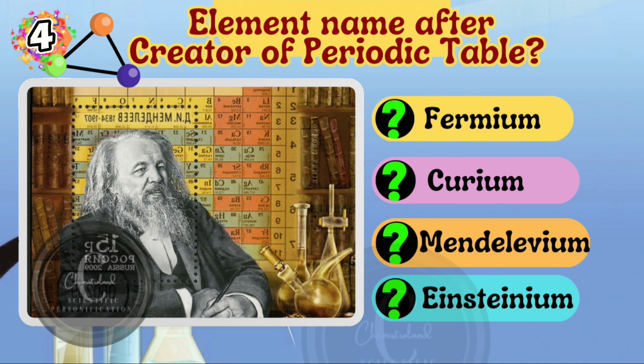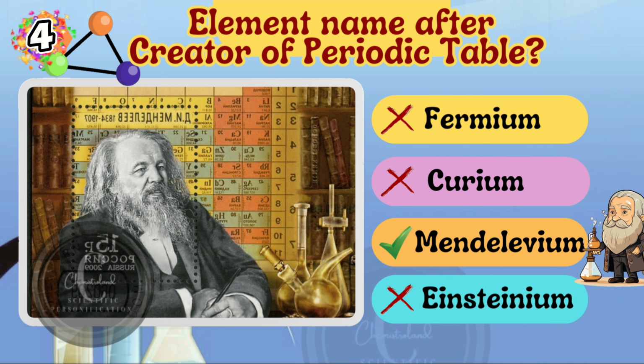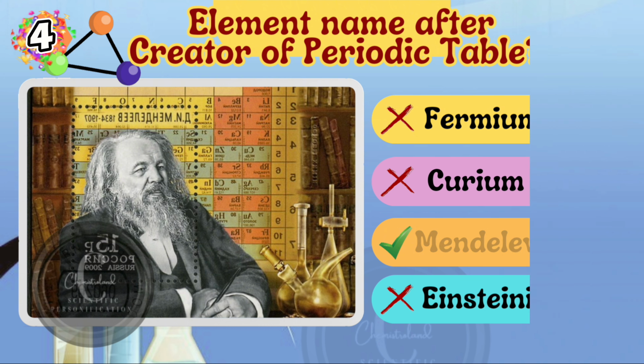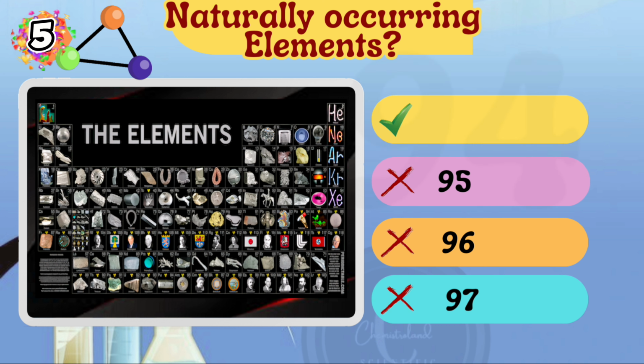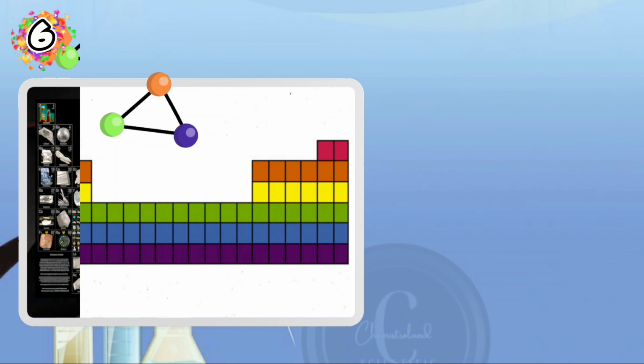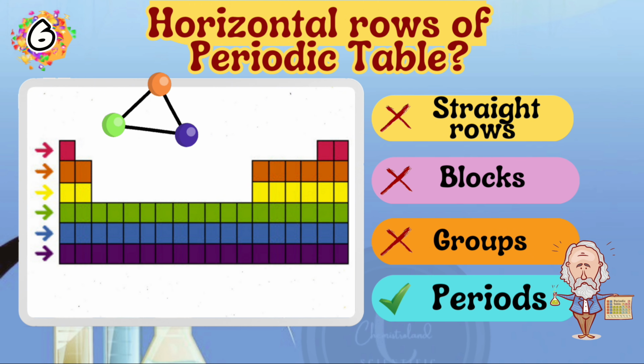Element name after the creator of periodic table is Mendelevium. Yes, Mendelevium is the element name after Mendeleev. Naturally occurring elements are 94. The right answer is 94. Horizontal rows of periodic table are known as periods. Yes, periods are called the horizontal rows.